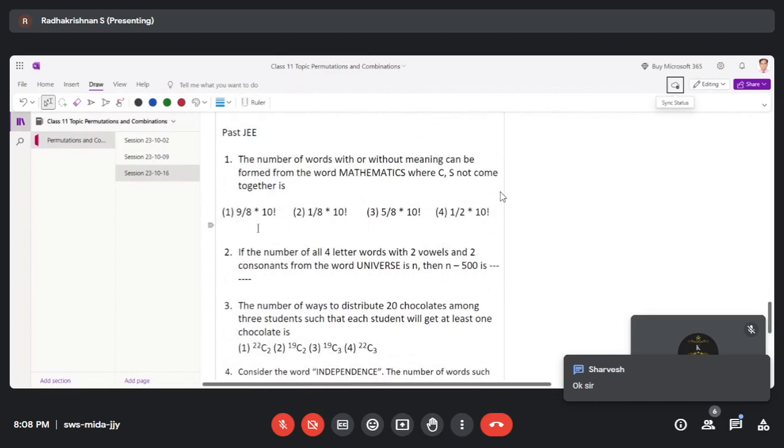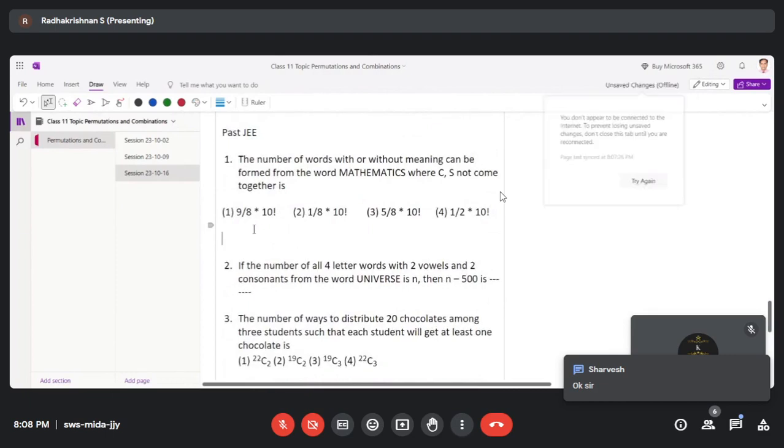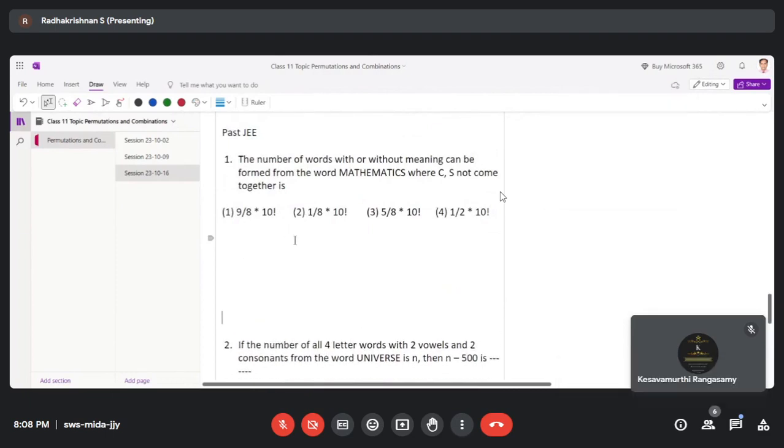Now let's go to some problems from the past IIT paper, JEE. Now they are slightly complicated, but not very difficult. We can still do them from the same concepts only, right? The number of words, with or without meaning, that can be formed from the word MATHEMATICS, where C and S do not come together.